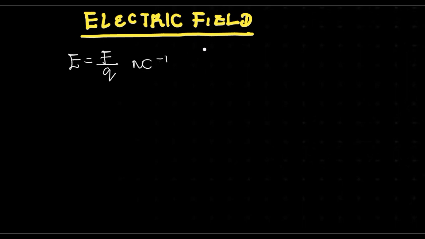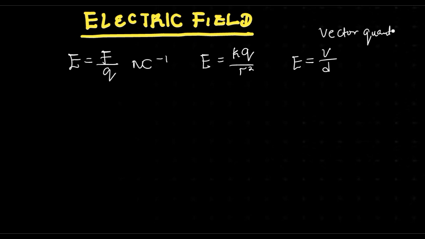And also we said that electric field is given by kq all over r square, and that electric field is given by voltage or potential difference all over the distance of separation. And we said that electric field is a vector, a vector quantity. So what we are going to be doing right now is solving some problems. But before then, let's observe the principle of superposition.